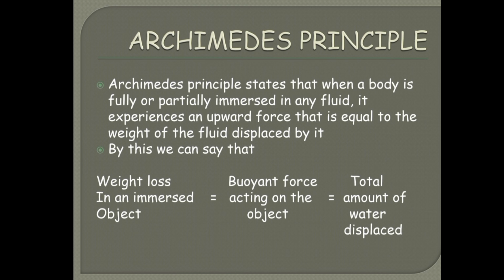It is the same as the principle of flotation. By this we can say that the total weight loss of the object will be equal to the buoyant force, which we learned before. Now the buoyant force will also be equal to the total amount of water displaced. So these three will be equal to one another, which means the total weight loss of the object will be equal to the buoyant force, and the buoyant force will be equal to the total weight of the water displaced.